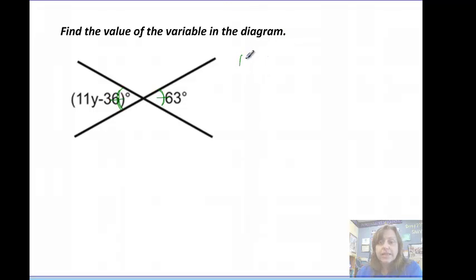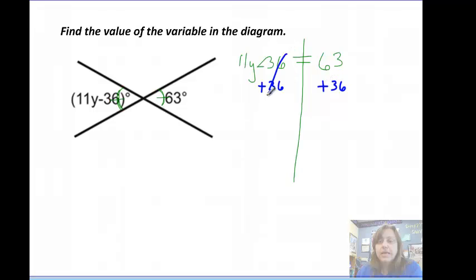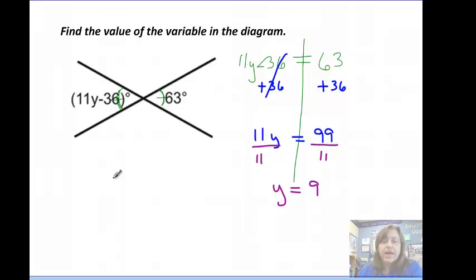So I'll say that my 11y minus 36 is equal to the 63 degree measure. Then I just have to solve for that y. So first I will add the 36 to cancel it from the left side. And that leaves me just 11y equals a total of 99. Finally, I'm going to reduce that 11y down to 1y by dividing by 11. And so my final answer for y is 9. And that would be the value of y.